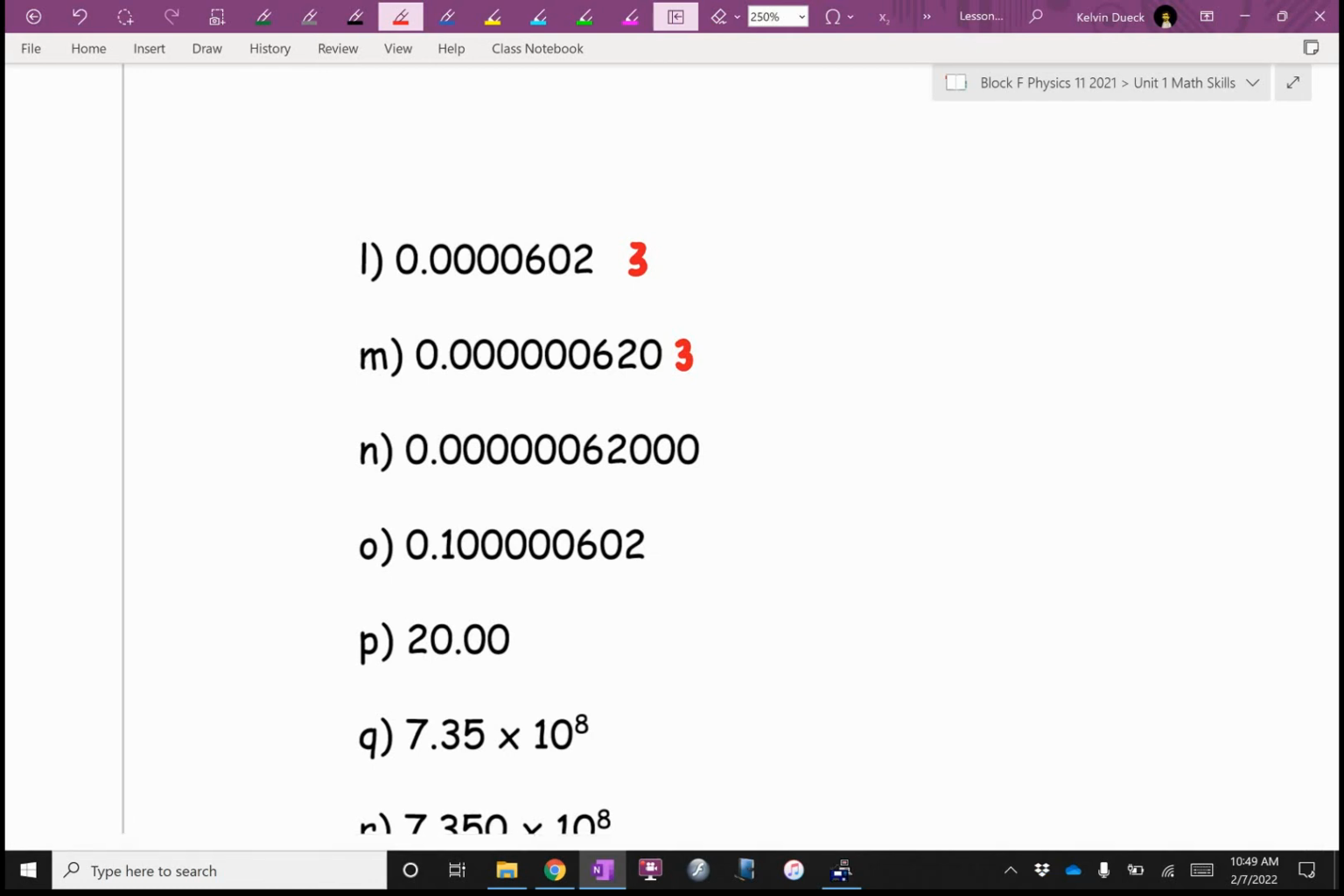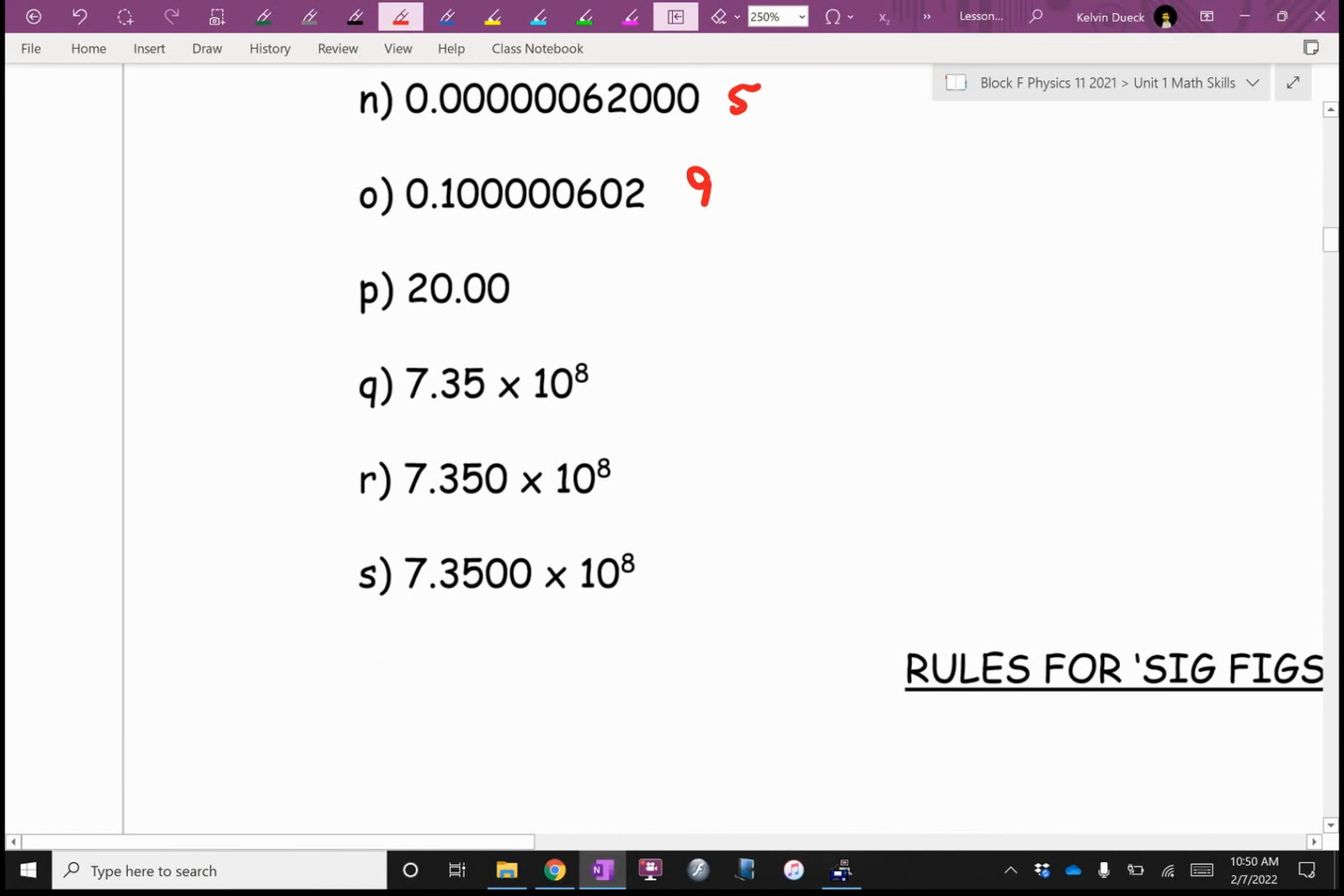How many sig figs in this one? 5. How many sig figs in this one? 1, 2, 3, 4, 5, 6, 7, 8, 9 sig figs of accuracy, which in real life you would probably never get. Instruments just aren't made that accurate. Maybe at like the Large Hadron Collider in CERN or something like that. 20.00. How many sig figs? 4.